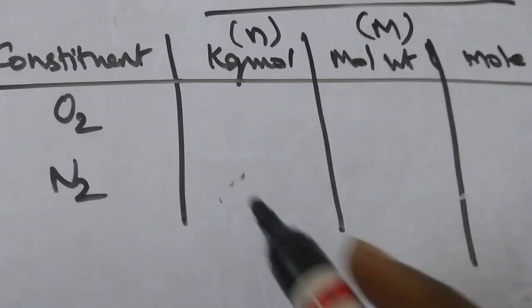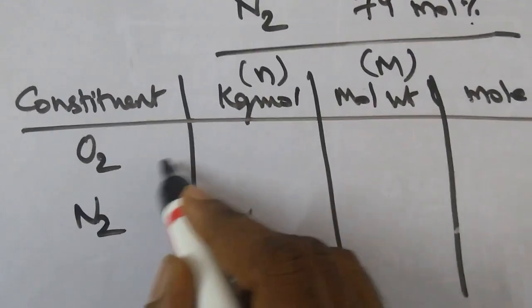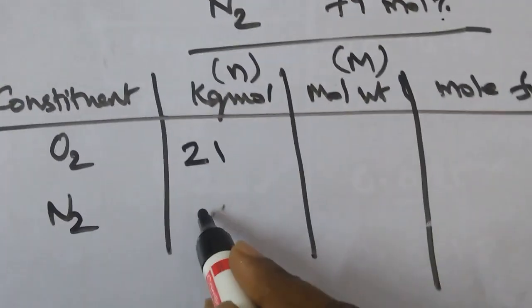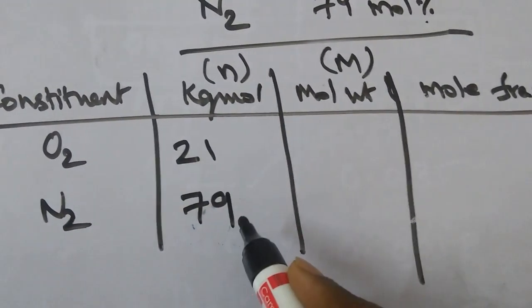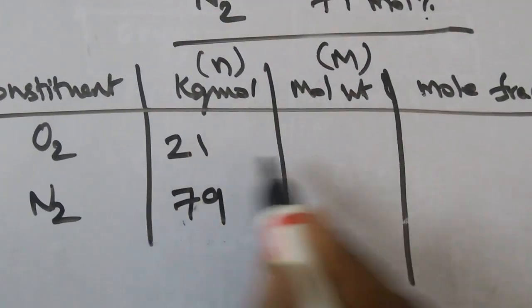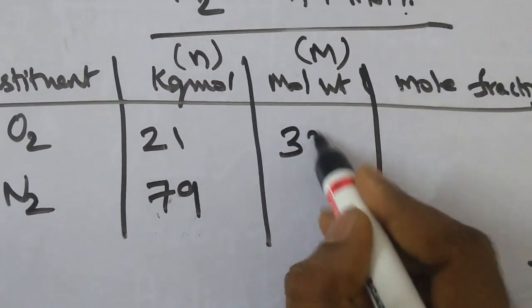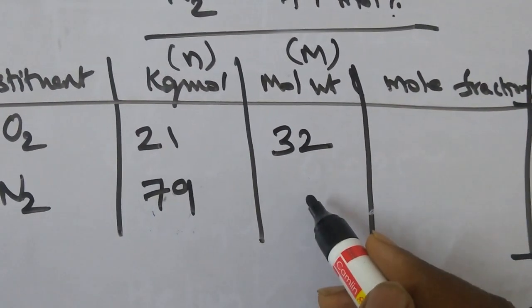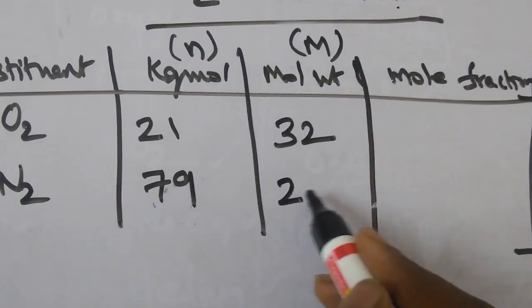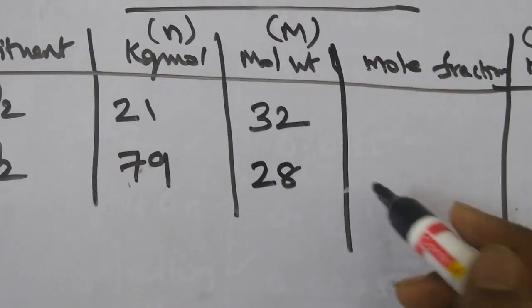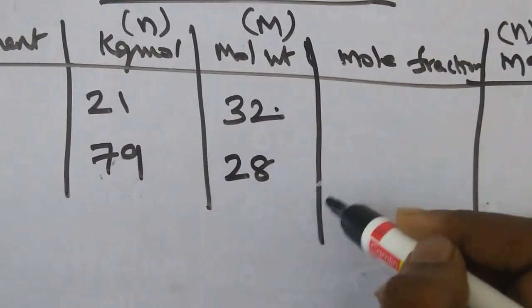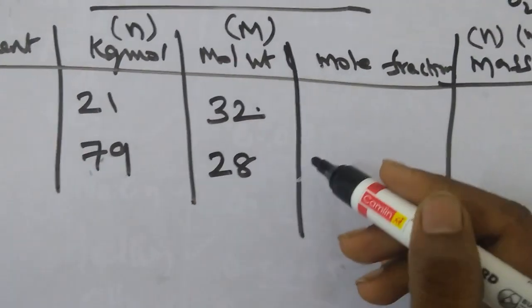So we can write the kg moles of oxygen as 21 and kg moles of nitrogen as 79. We know the molecular weight: oxygen 32 and nitrogen 28. We are just using rounded-up values.